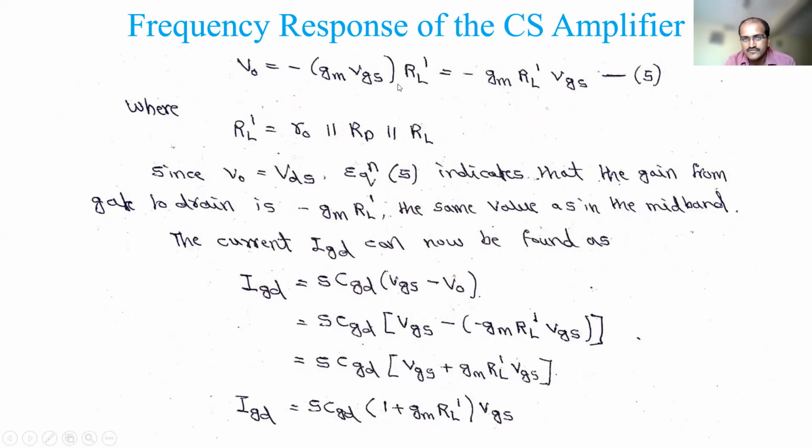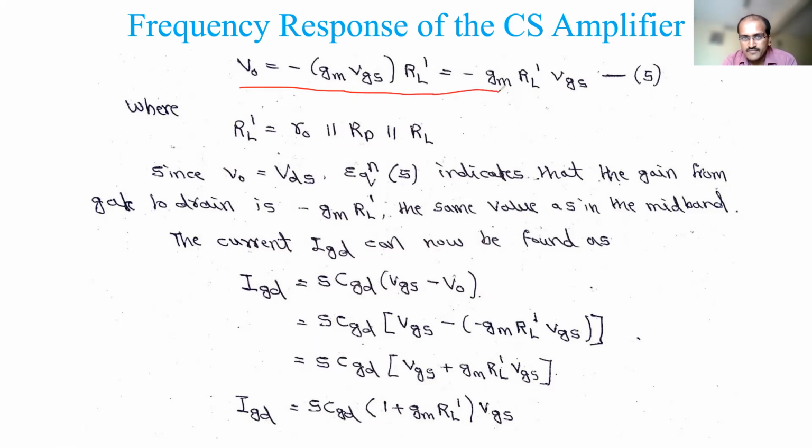This is the same equation we have seen earlier for voltage gain. VGS is nothing but the input voltage here. So V0 equals minus gm into RL dash. What is RL dash? R0 parallel to RD parallel to RL. The same equation you have written for output voltage V0. I have not considered IGD in this equation. Taking that assumption, V0 equals gm VGS RL dash. This is the same equation we have seen in the common source amplifier.